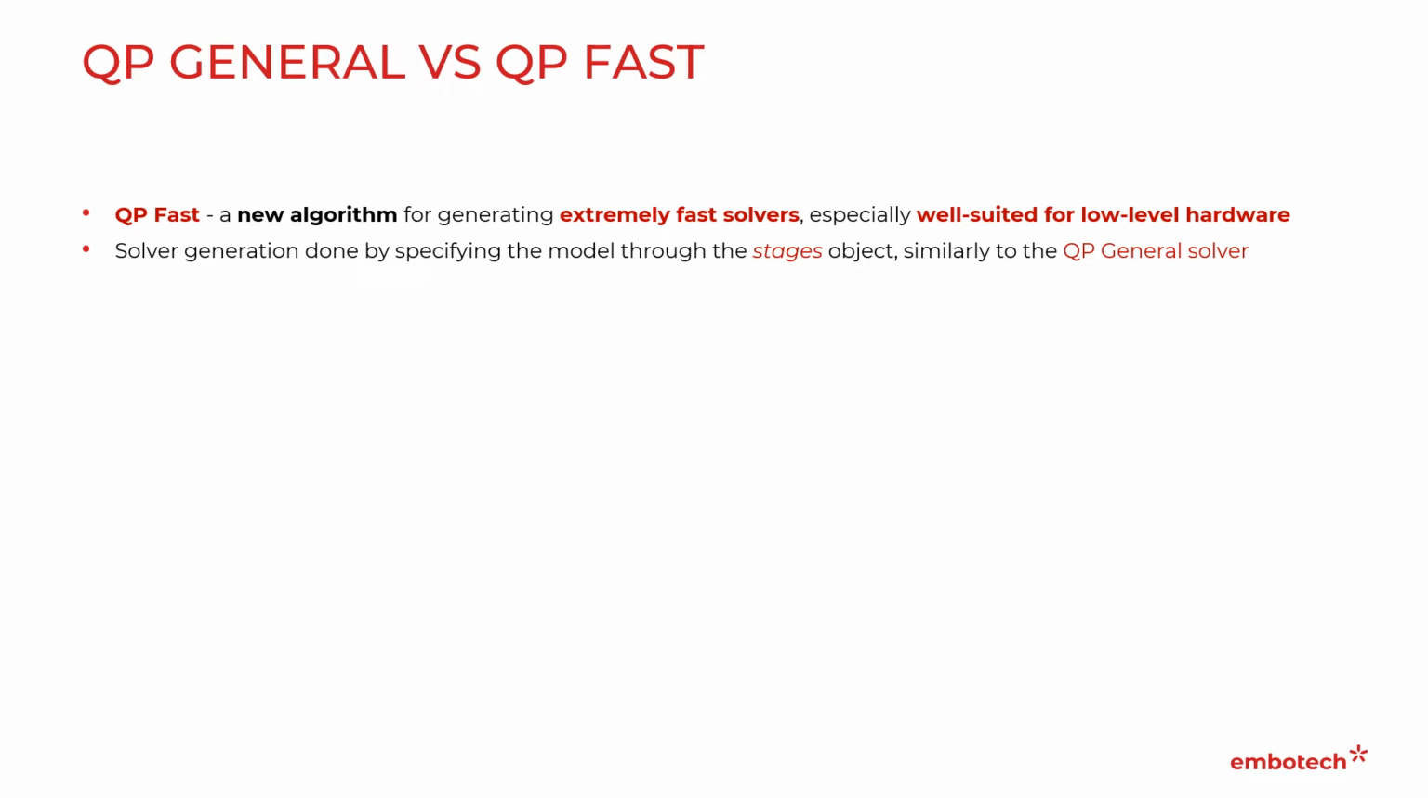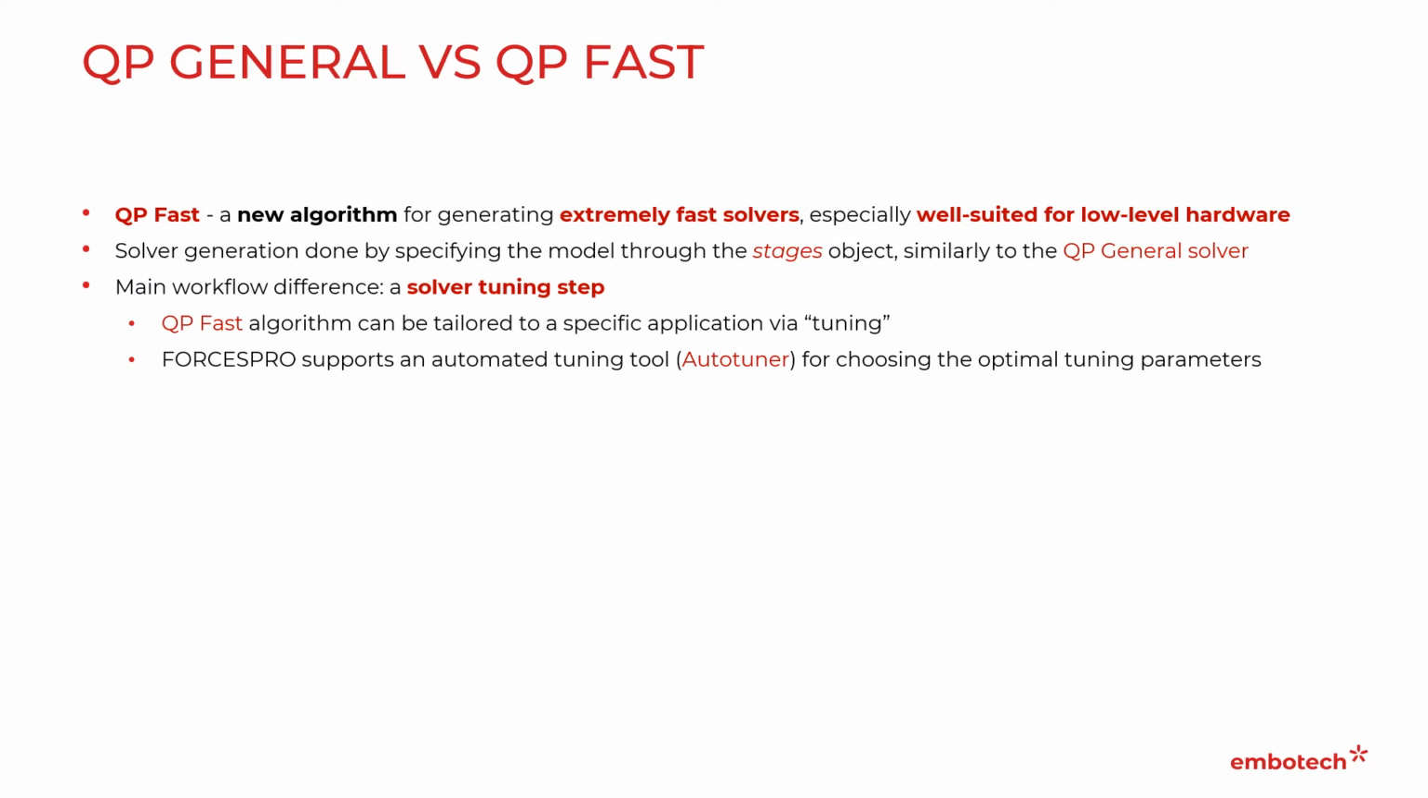Generating such a solver is done similarly to the QP General solver, that is, by specifying the model through the stages object, as explained in the previous video. The main difference in the solver generation workflow between the QP General and QP Fast solvers is a tuning step, which will be explained in detail in this video. In particular, a QP Fast algorithm can be tailored to a specific application via tuning in order to maximize performance.